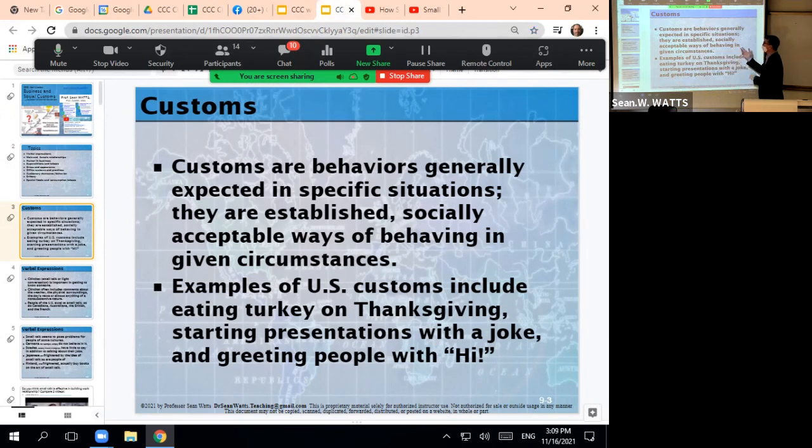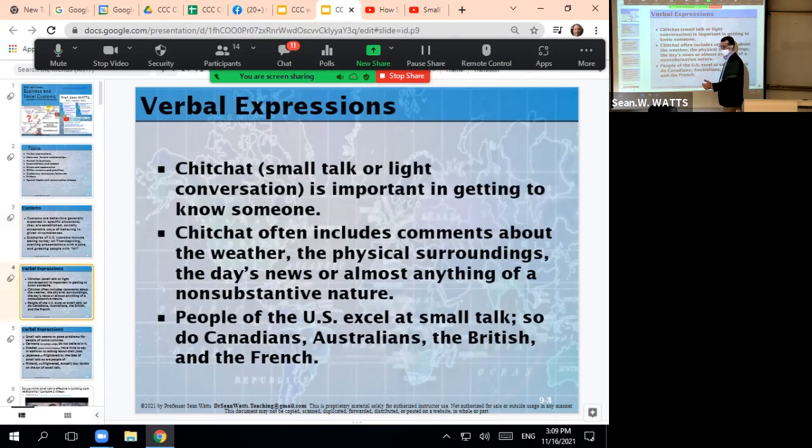So there are customs and behaviors generally expected in specific situations. They're established, socially acceptable, but it depends on the value, it depends on the culture. You need to learn those details. Examples of this include eating turkey on Thanksgiving. However, in Korea, up until recently, it's very hard to find a turkey. It's not easy to get it in the whole country. We talk about that because it's Thanksgiving in the United States. Anything after Thanksgiving in the United States becomes the beginning of Christmas. Versus me in Canada, it's Christmas all year.